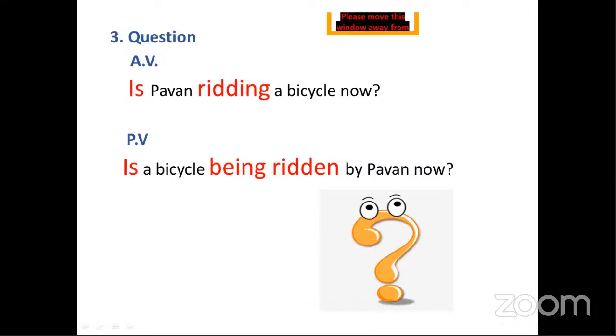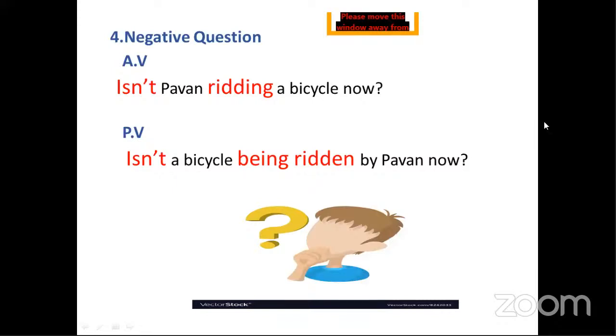Right, shall I move on to the next one? That means the negative question. Right, let me have a look at the negative question. First, we will focus on the active voice. Isn't Pavan riding a bicycle now? Pavan isn't riding a bicycle at this time? That is the negative question.